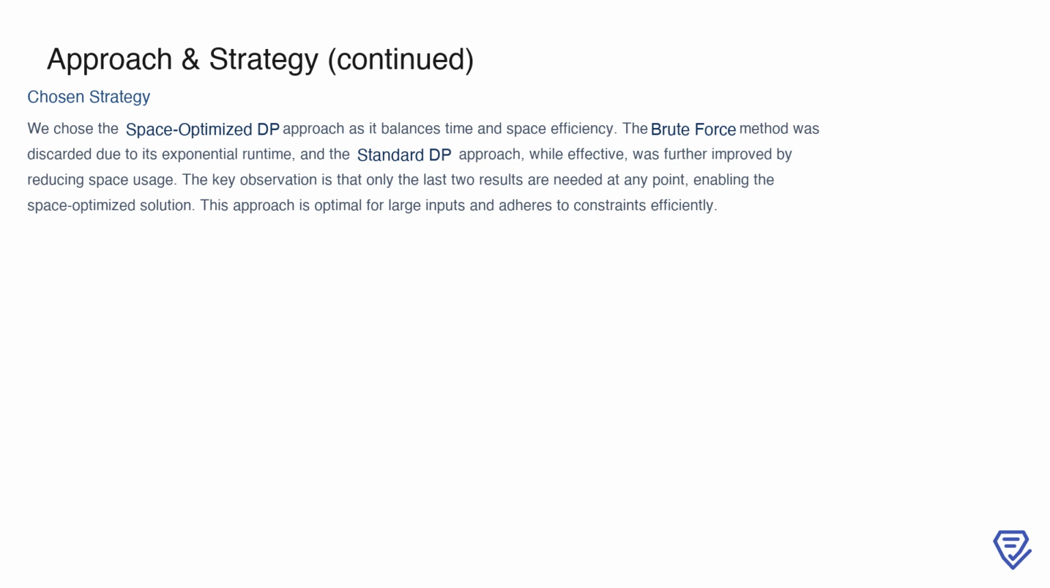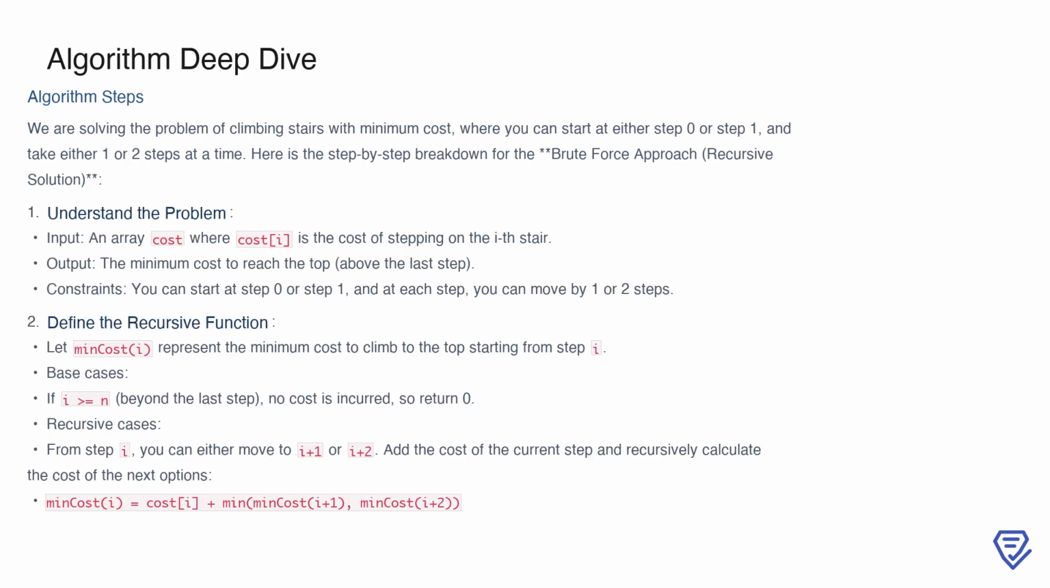To solve the problem of climbing stairs with the minimum cost, let's first understand the setup. You are given an array cost where each element represents the cost of stepping on a specific stair. Your goal is to calculate the minimum cost required to reach the top, starting from either step 0 or step 1. You can move up by taking either one or two steps at a time.